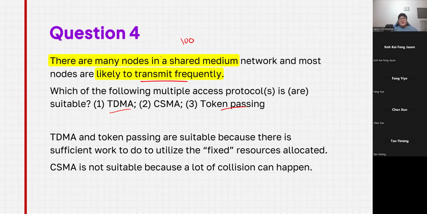CSMA is not suitable because of the quantity and also the frequency. You have many nodes, all of them are likely to transmit, so you have a high chance of collision. 100 aunties together, all of them speak at the same time, all of them back off at the same time, then all of them speak again. You will never listen to anything. Okay, so that is exactly CSMA. Any questions?